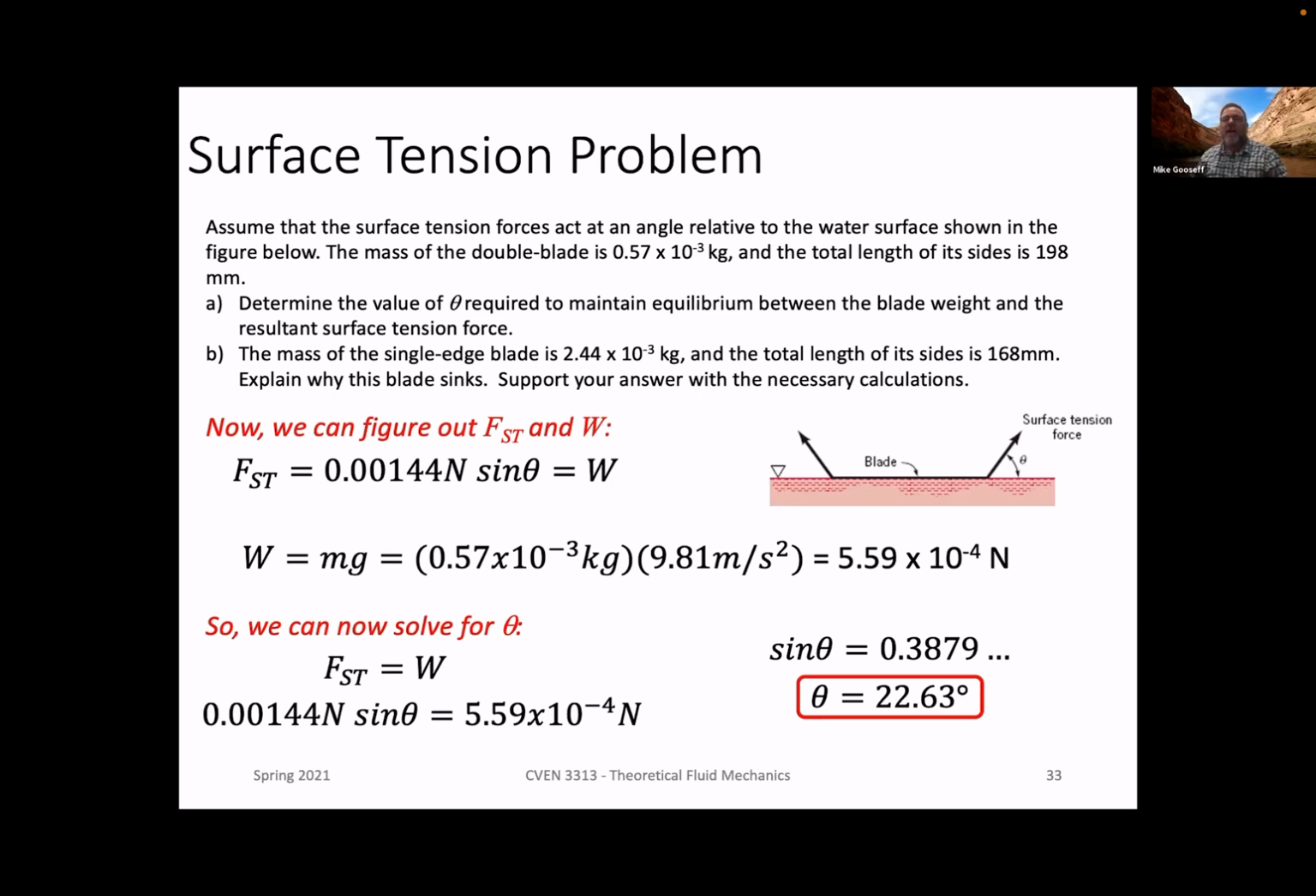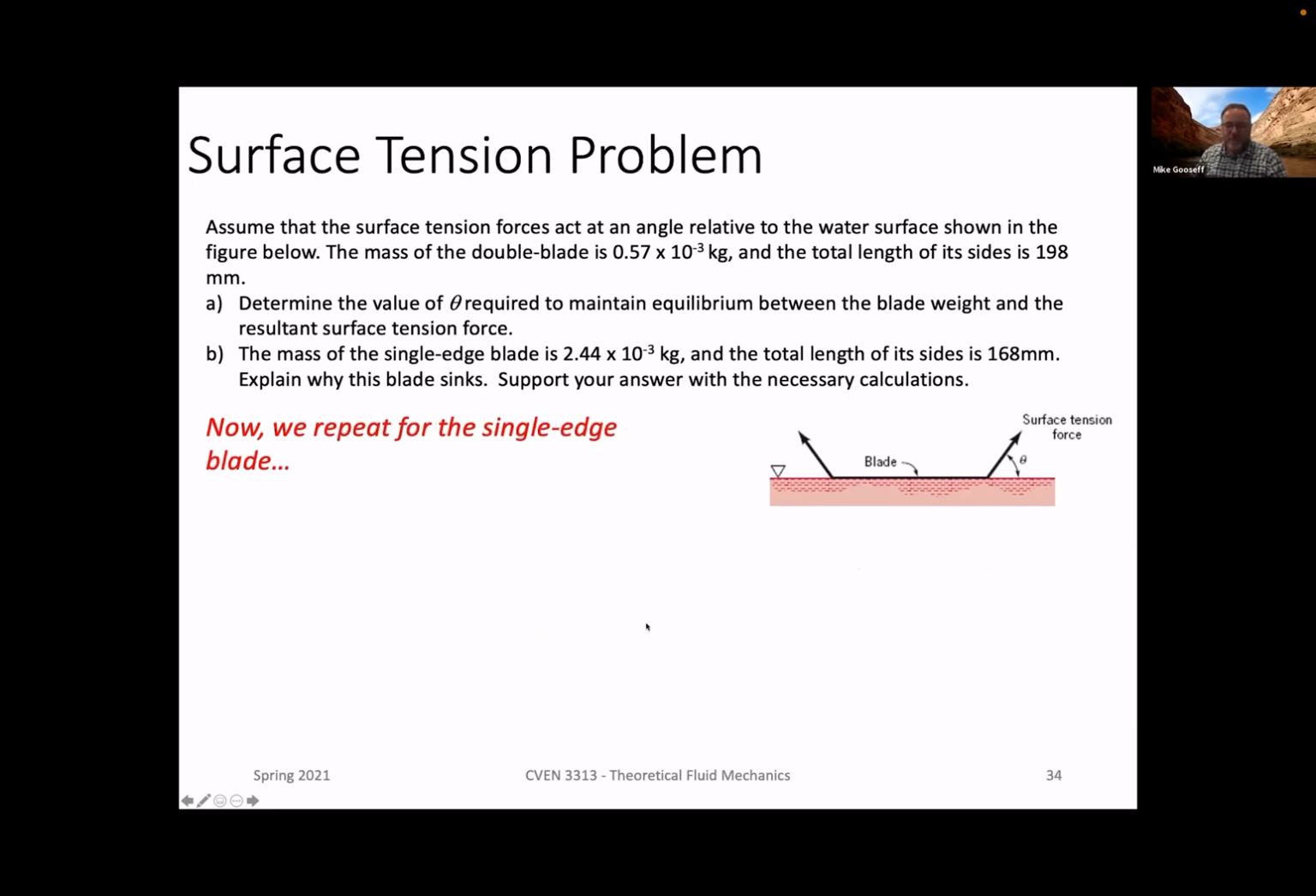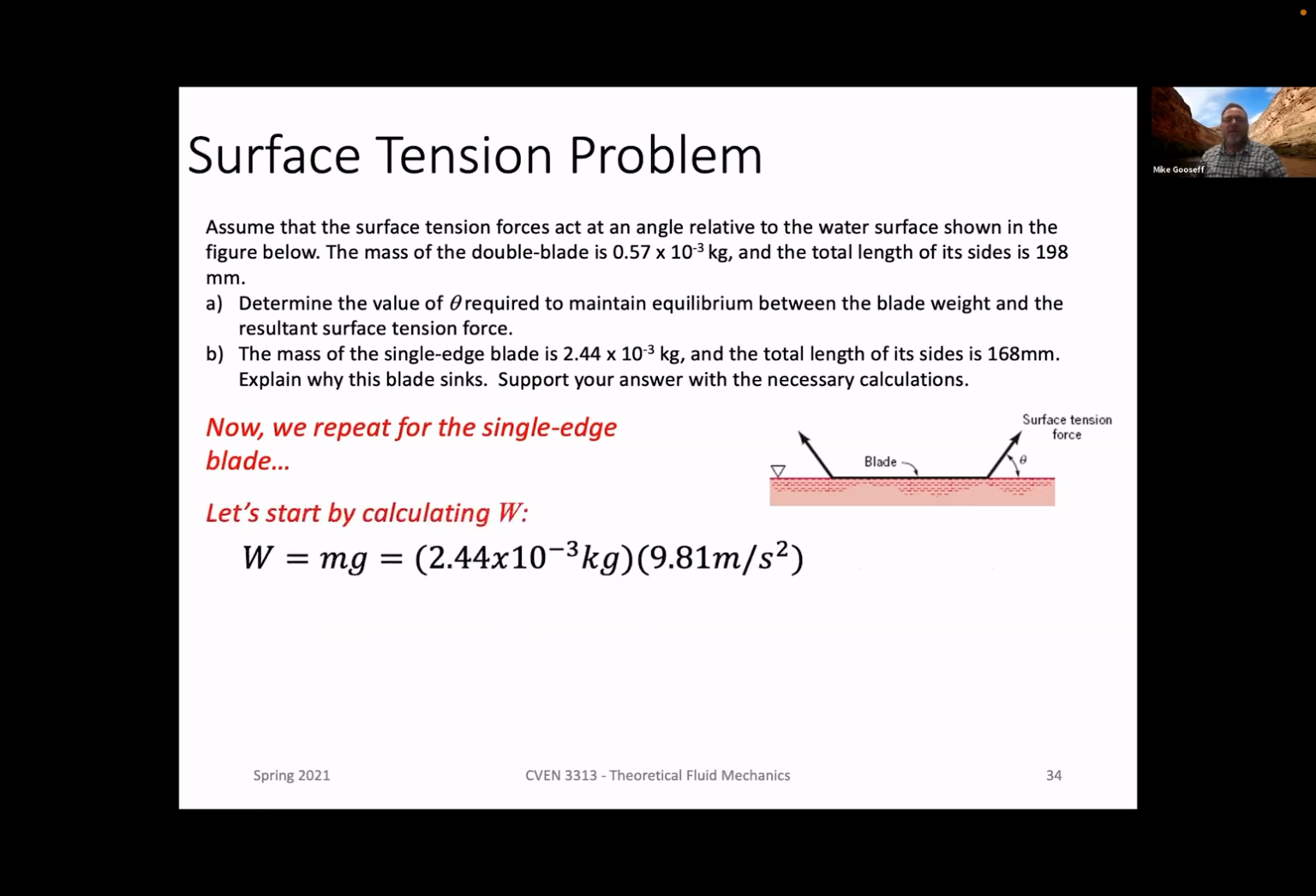So let's go back through this process, and the only thing we'll do differently is we'll calculate a new weight. The new weight will be a different value plugged in here for the mass of the single-edged blade. So for the single-edged blade, let's start by calculating W. The weight is 2.44 times 10 to the minus 3 kilograms times 9.81 meters per second squared. And we get 2.39 times 10 to the minus 3 newtons.